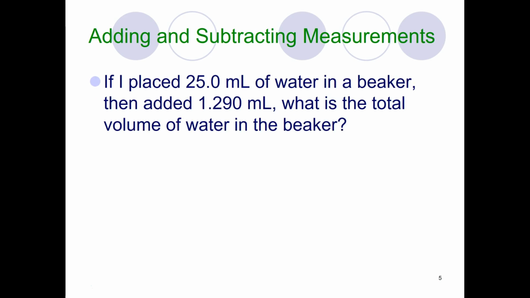So let's do an example. Here's a word problem, but I promise it's not a scary one. If we placed 25.0 milliliters of water in a beaker, so I poured 25.0 milliliters into a beaker, then I added 1.290 milliliters on top of it. I want to know what is the total amount, the total volume of water in the beaker. So we need to add these 2 numbers together.